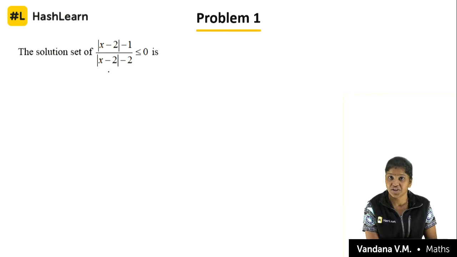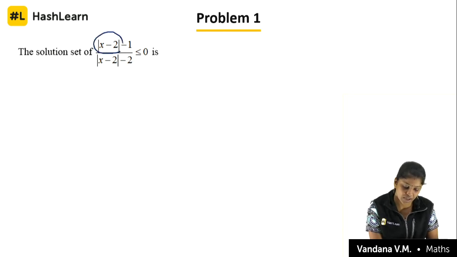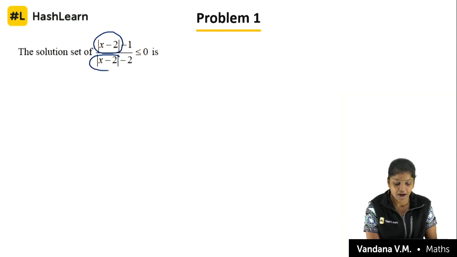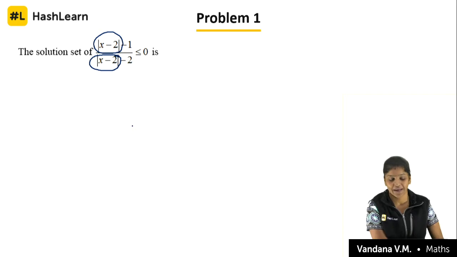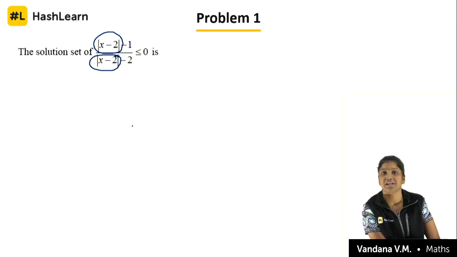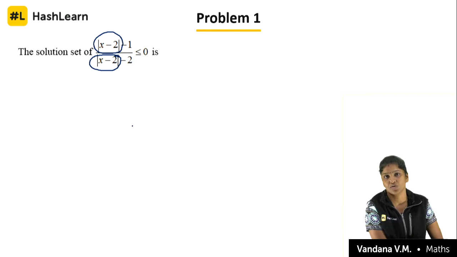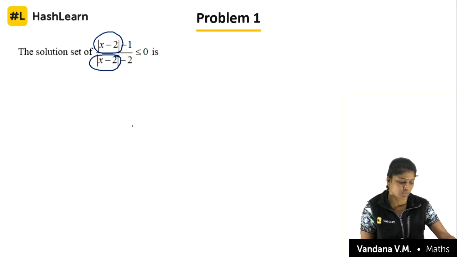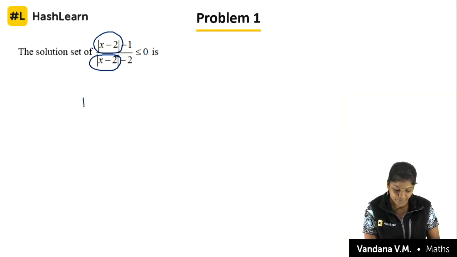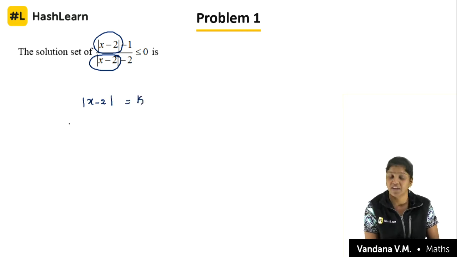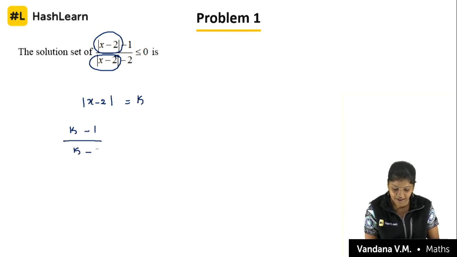By observing the question, I understood that the modulus function is there in the numerator and also in the denominator. So let me take modulus of x minus 2 as some variable for solving. It's easy. Otherwise I always have to write what is modulus. So let modulus of x minus 2 equal k. Now the given inequality becomes k minus 1 divided by k minus 2 is less than or equal to 0.